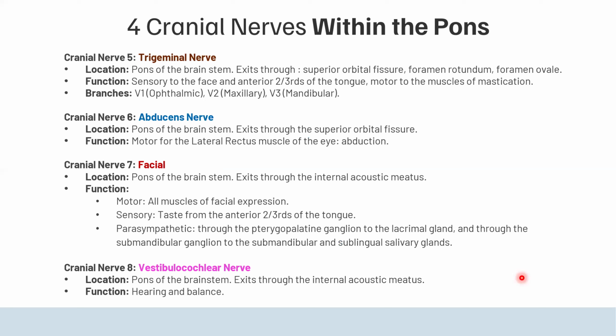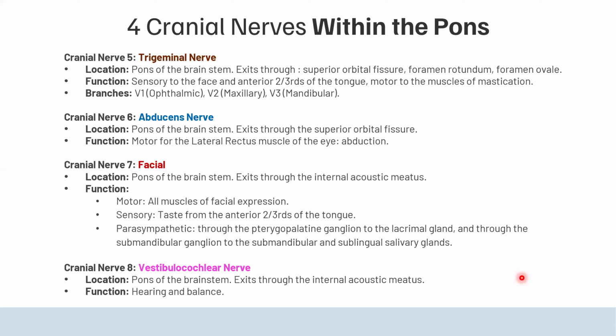Then we have 4 cranial nerves within the pons. All right, those four are going to be 5, 6, 7, and 8. Cranial nerve number 5 is our trigeminal nerve. It has a huge root. It's very, very, very large, huge nucleus, huge nerve, and it divides into three, which is our V1, the ophthalmic, the highermost, which goes alongside 3 and 4 through the superior orbital fissure. We have V2, which goes through the foramen rotundum, and this is our maxillary nerve.